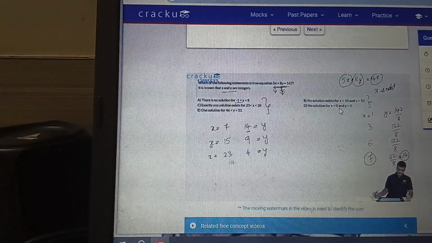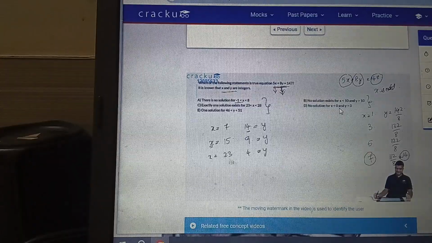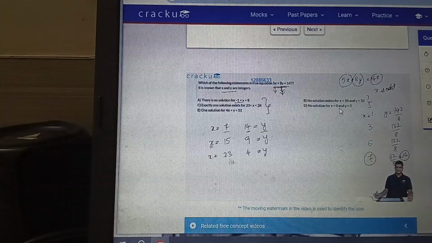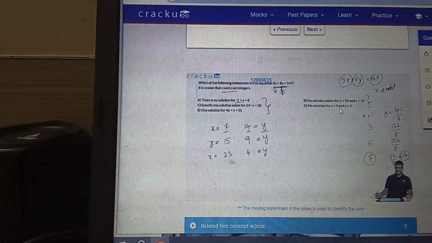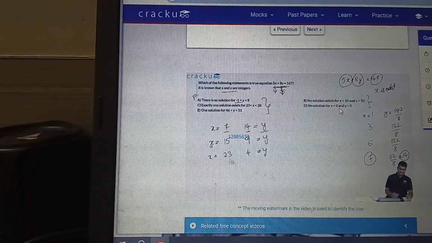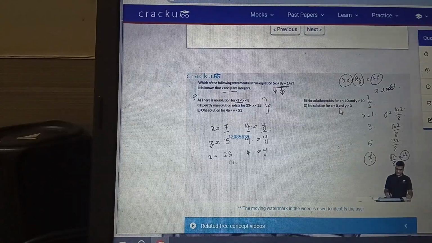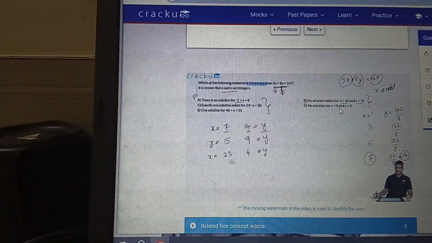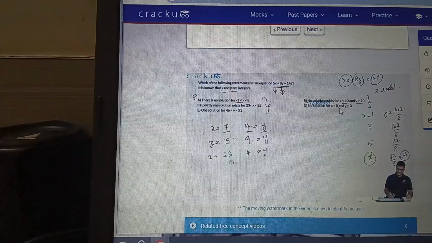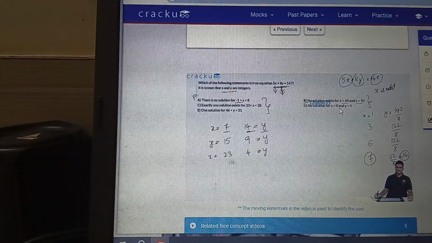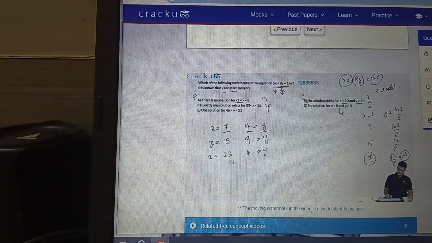The first one says that there is no solution where x is greater than minus 1 and less than 8. This is clearly false, because in fact the first solution that we are able to find out is when x is equal to 7, which lies between minus 1 and 8. So the first option is false. Let us look at the second option. No solution exists when x is less than 10 and y is greater than 10. This also is not correct, because again the first solution says that x is equal to 7 and y is equal to 14 is a valid solution. So the second one is also false.